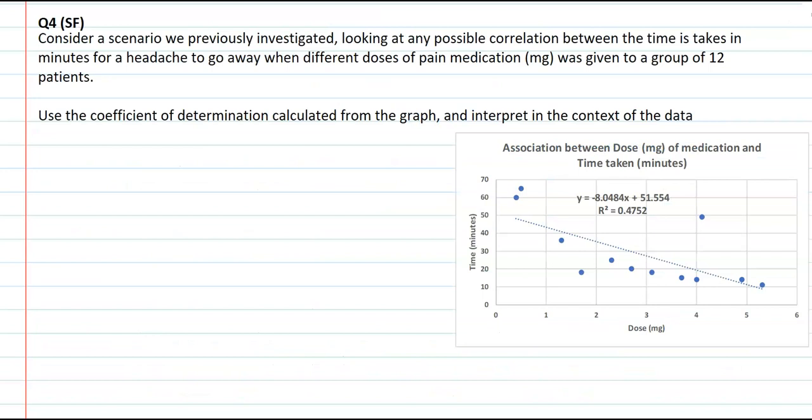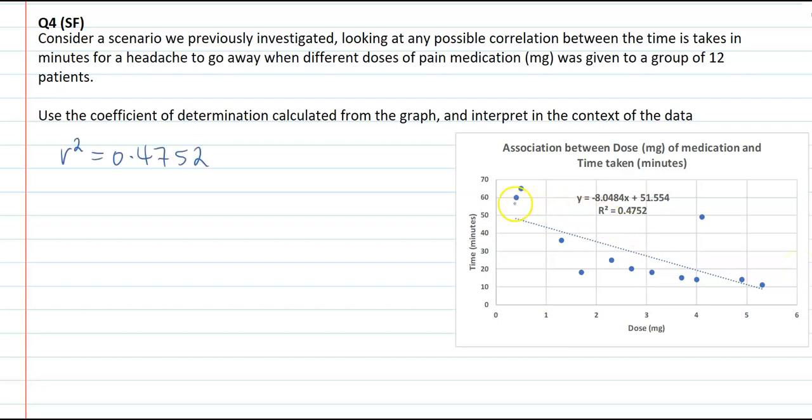In this next example, we're coming back to a scenario we previously looked at, where we're looking into the possible correlation between the time it takes in minutes for a headache to go away when different doses of pain medication were given to a group of 12 patients. So in a previous lesson, we composed the scatter plot and fit a trend line, and you can see there we've got a coefficient of determination of 0.4752. So here the question wants us to use the coefficient of determination calculated from the graph and interpret it in the context of the data.